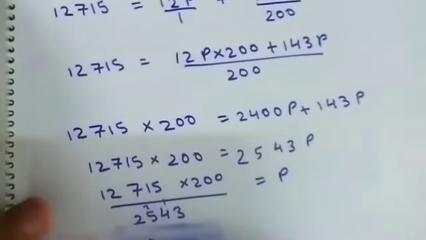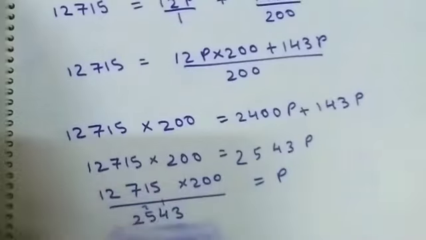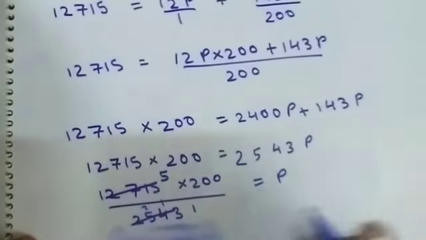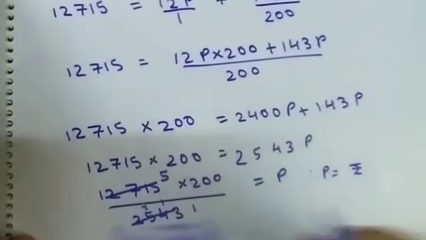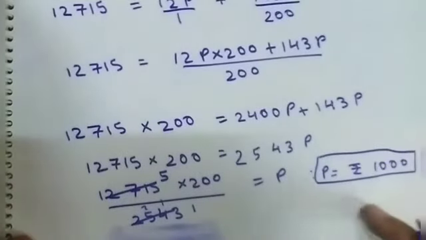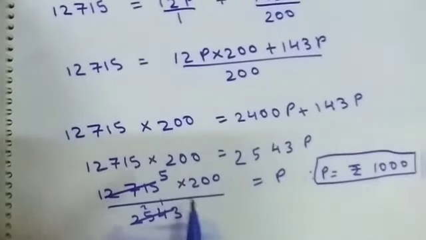So if you multiply 2,543 with 5, you will get 12,715. So 2543 ones are and 5 ones are. Therefore P is equal to rupees 5 into 200, which is 1,000. So this is your answer. Means the sum deposited is 1,000 rupees per month. Now you will say how did I understand it?